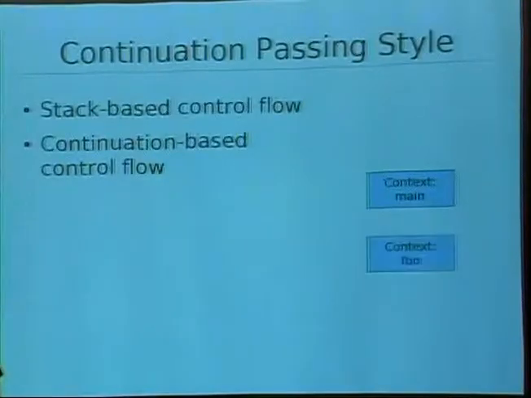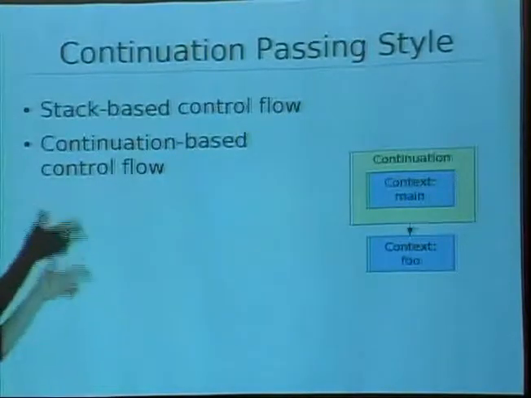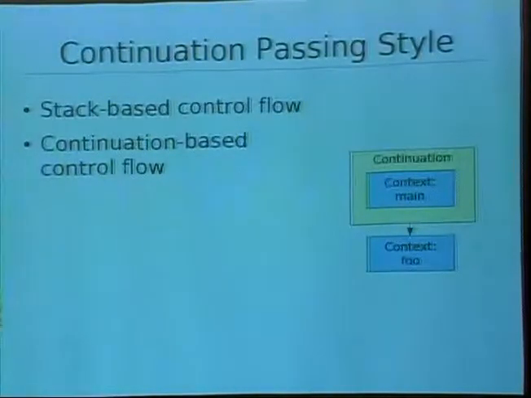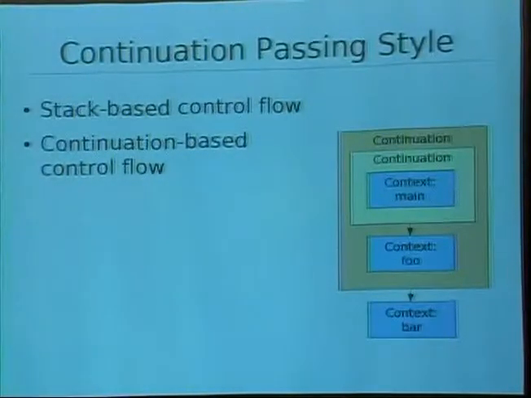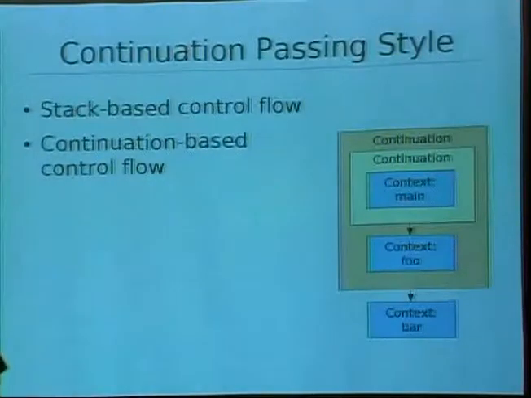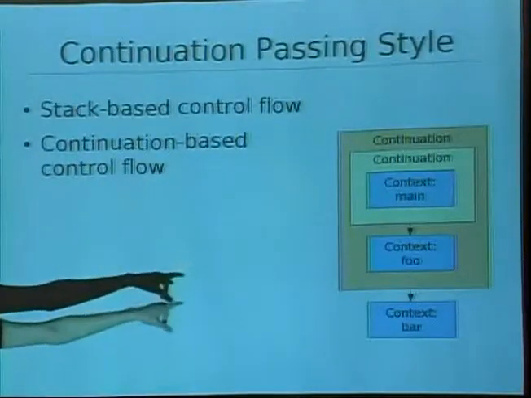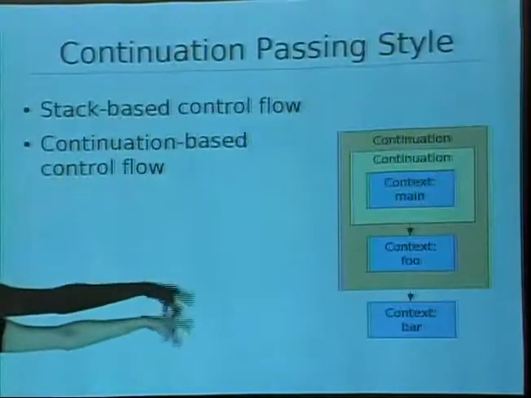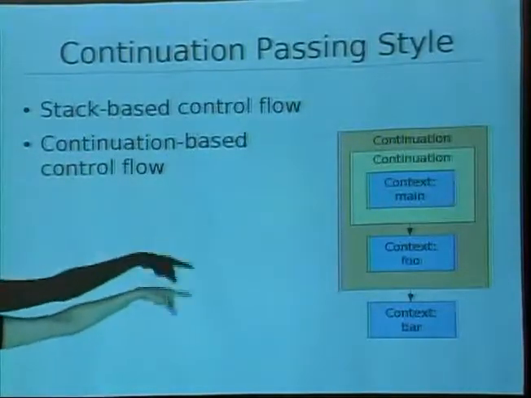So when you call, let's say you're calling subroutine foo from main, you capture a continuation in main, and then you pass that continuation, which is a subroutine object, into foo. When you want to call bar, you capture another continuation object. This one includes the previous continuation object. You pass that continuation into bar. When you're ready to return, you just invoke that continuation. So you invoke the orange continuation to return from bar. You invoke the yellow continuation to return from foo.